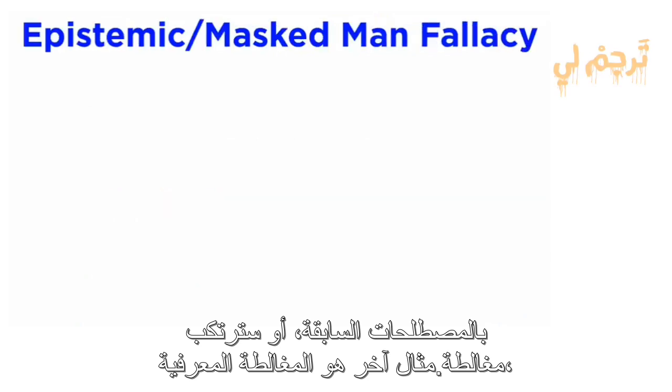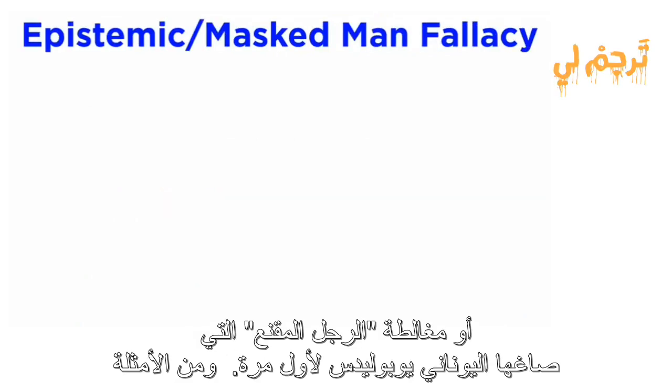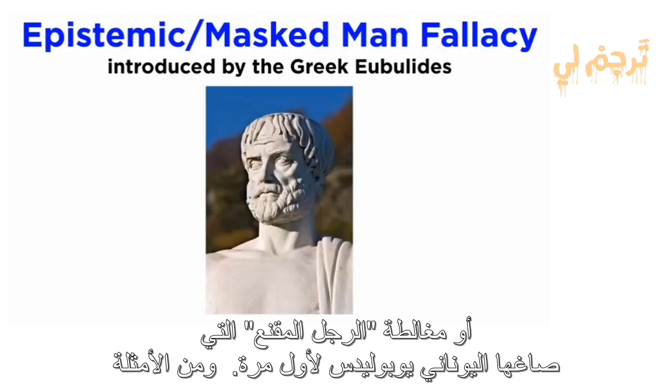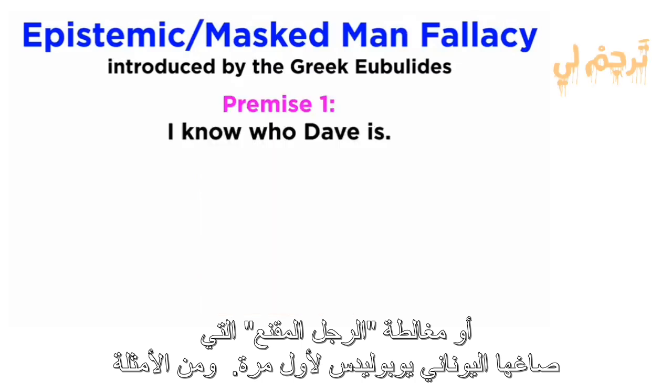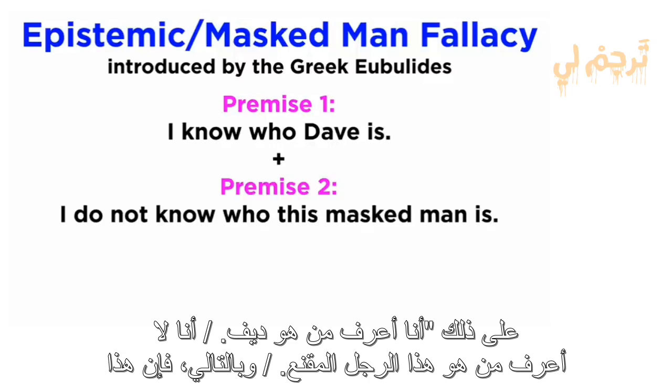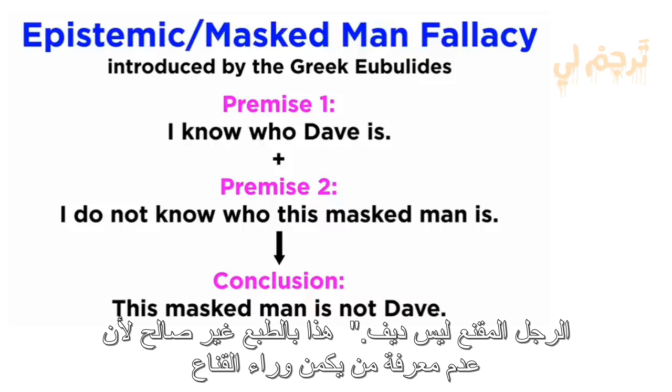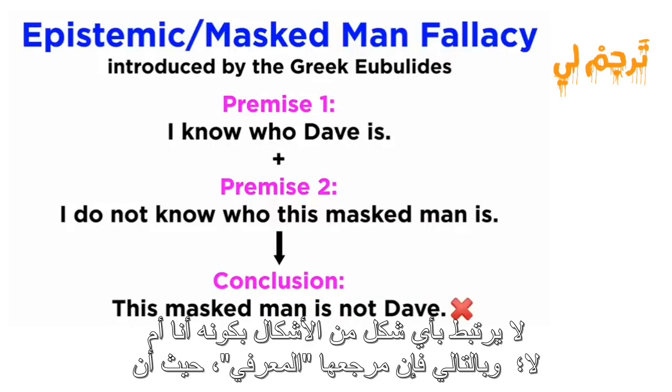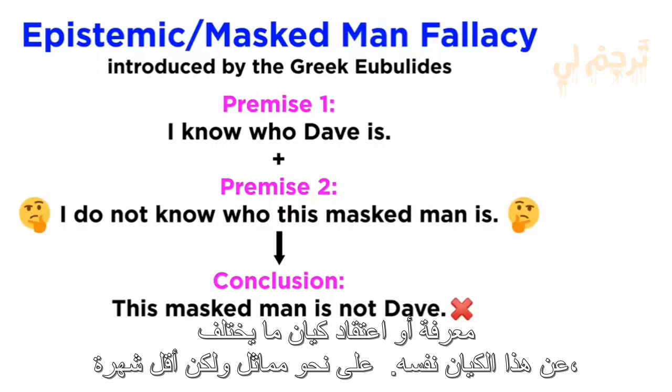Another example is the epistemic fallacy, or the masked man fallacy, given its first formulation by the Greek Eubulides. An example of this would be, I know who Dave is. I do not know who this masked man is. Thus, this masked man is not Dave. This, of course, is invalid since the lack of knowledge of who lies behind the mask is not correlated in any way to whether it is or is not me, thus its epistemic reference, as the knowledge or belief of an entity is different from that entity itself.